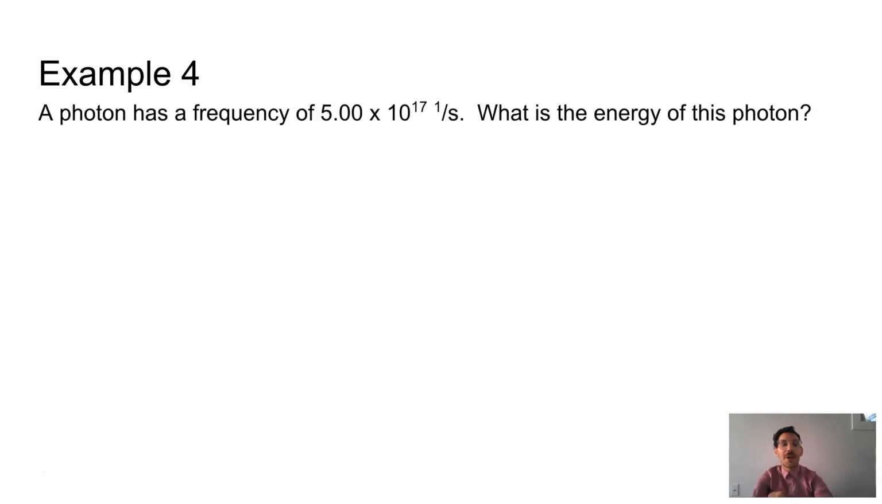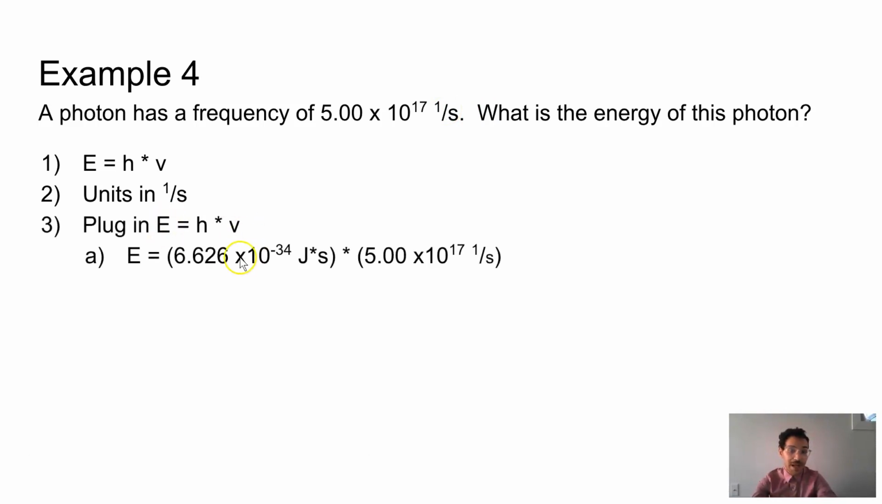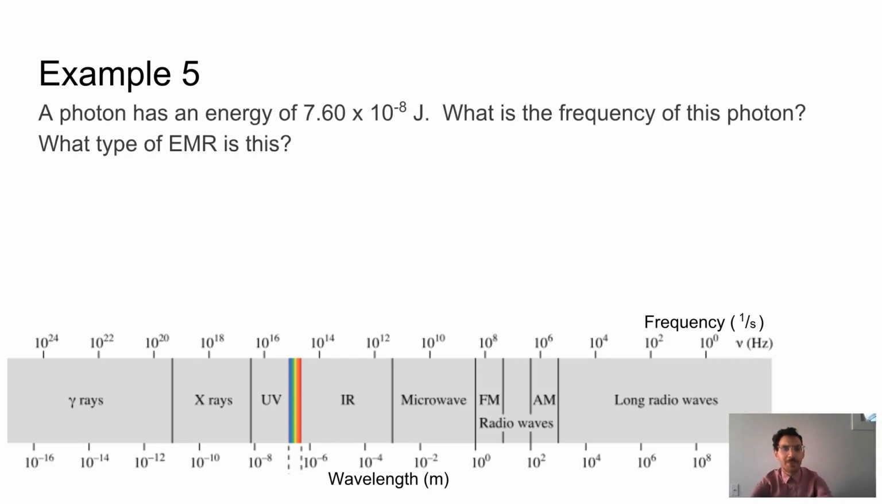So a photon has a frequency of 5.00 times 10 to the 17th hertz. What is the energy of this photon? I'm going to use my fun E equals hν equation. The units are already correct. I need to make sure that they are always in 1/seconds or joules when I use this. So I can just plug right in. I'll do my Planck's constant times my frequency, and easy peasy, I come up with my answer in joules. Shazam. Let's look at another problem.